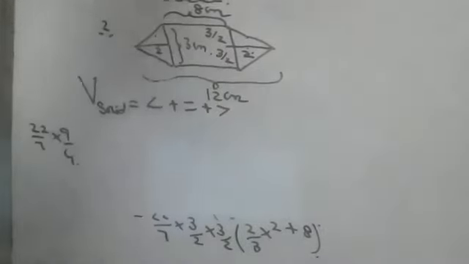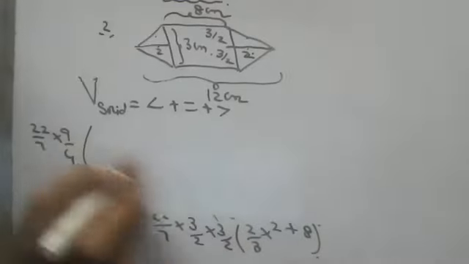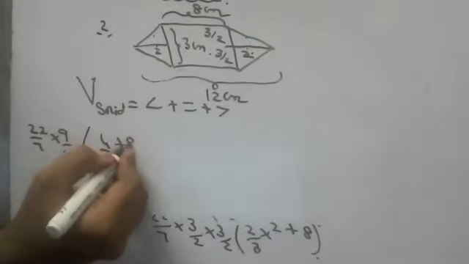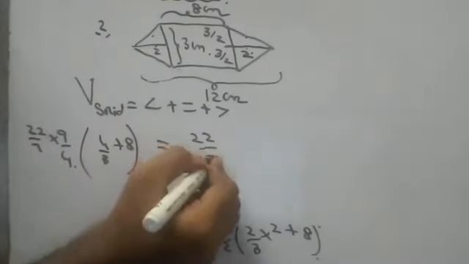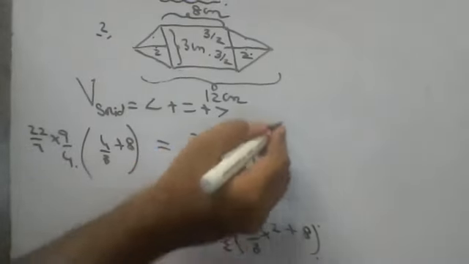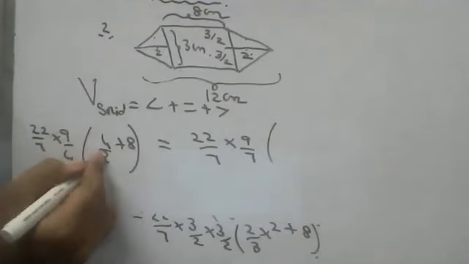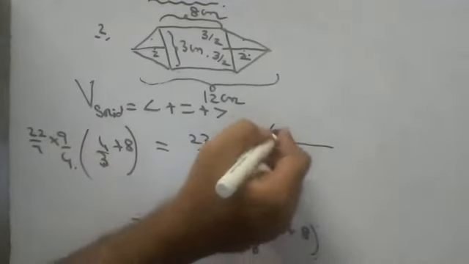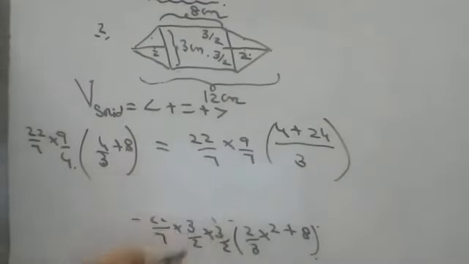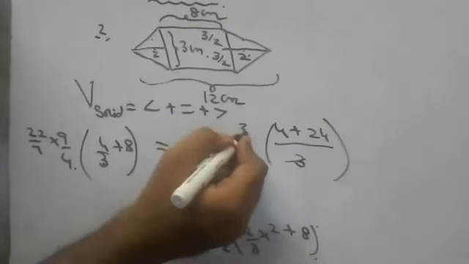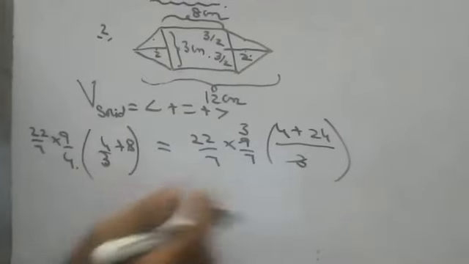9 by 4 into 2 2s are 4. 4 by 3 plus 8. This whole thing, how much will it become? Please concentrate here, all of you. 9 by 4, or here 4 by 3 is there. So 3 is the LCM. If you take 3 as LCM, 3 4s are 12, 8 3s are 24. Okay, so 3 3s are 9. Let's kindly check this.